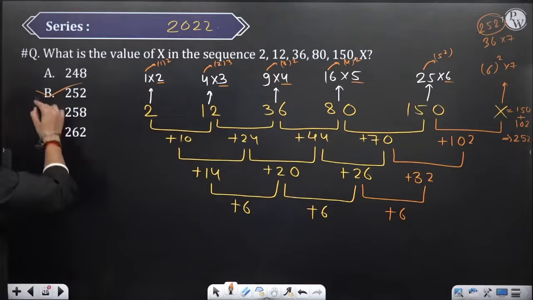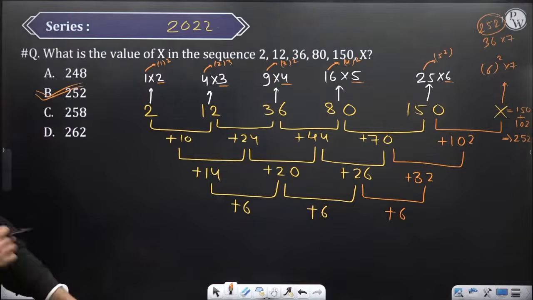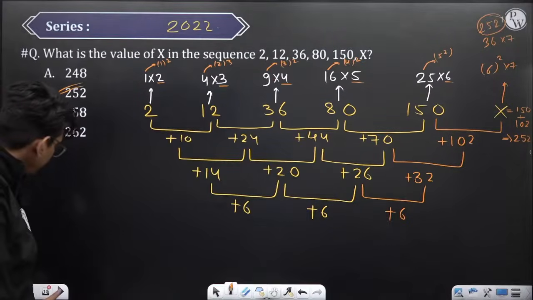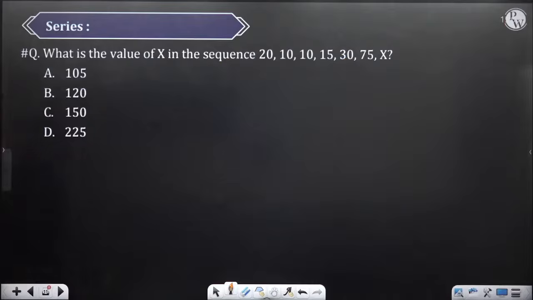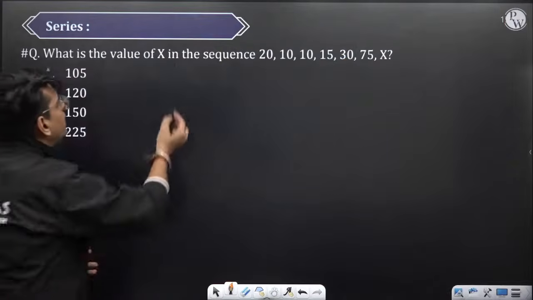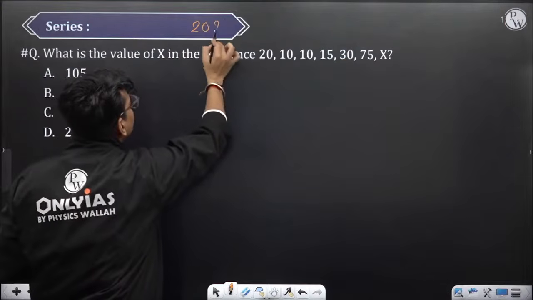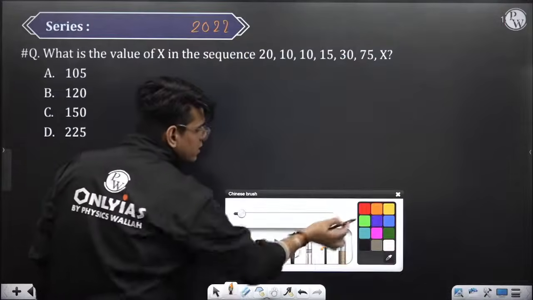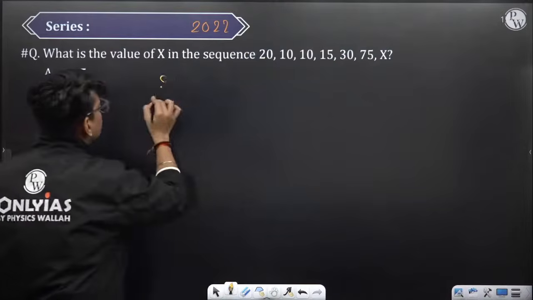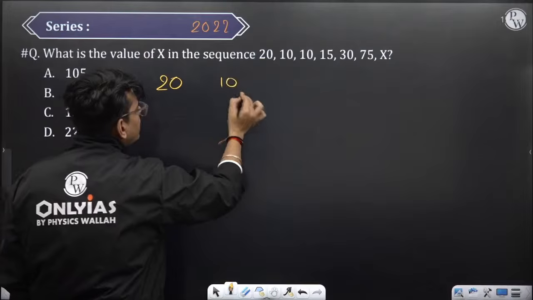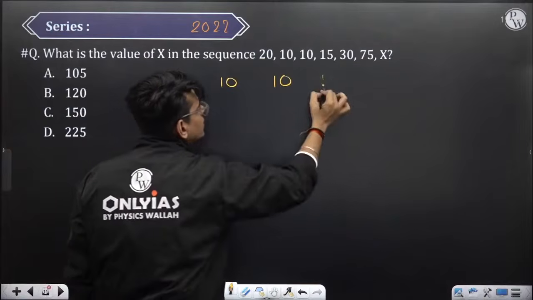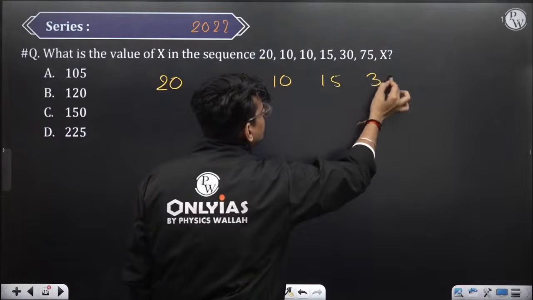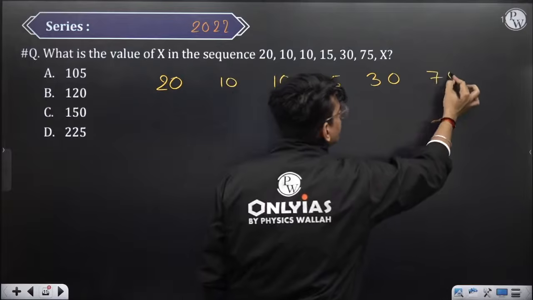Both the times I will get the answer as 252. Let's get to the next question. The next question is from 2022. The series given to us is 20, 10, 10, 15, 30, 75, and then x.